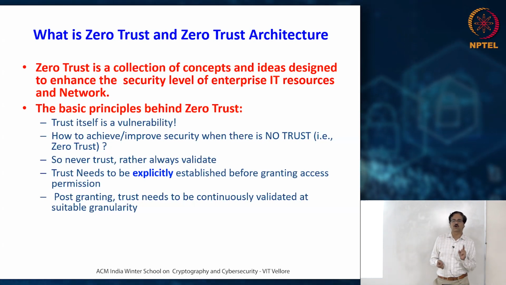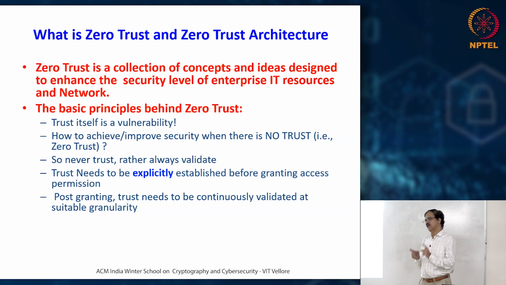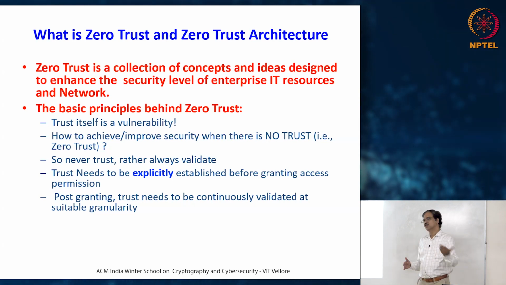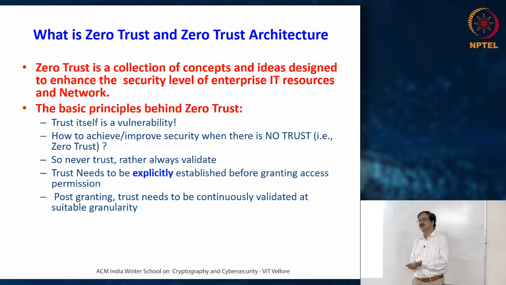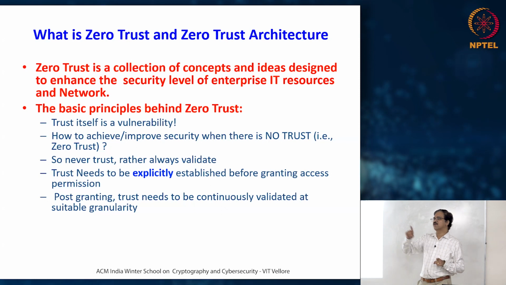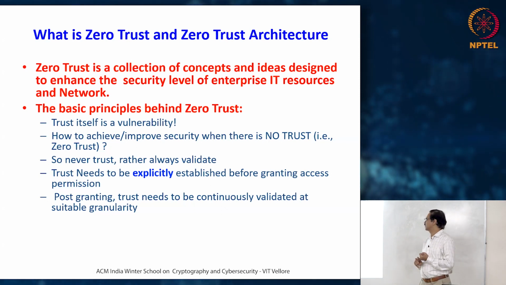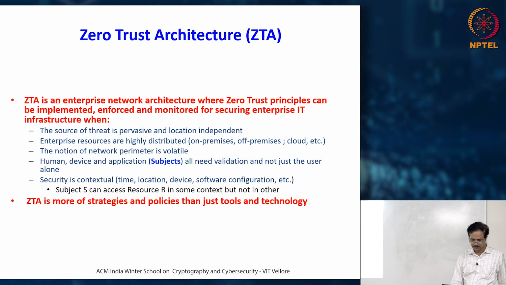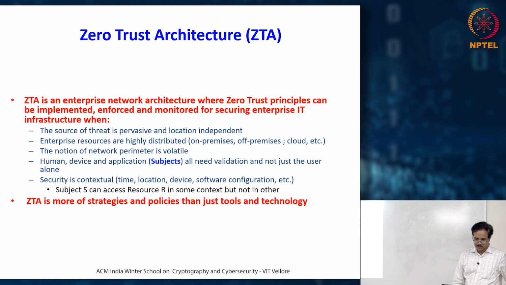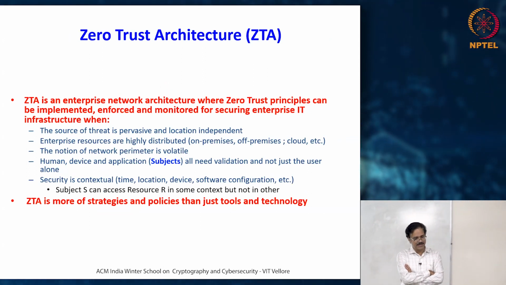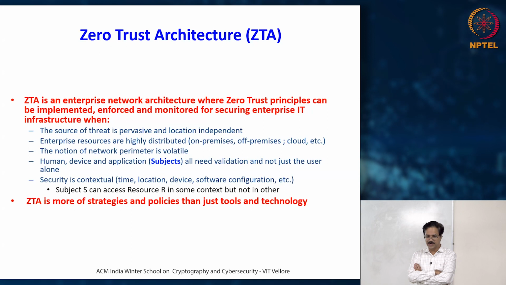Anything you get, any request, you need to have a framework which will validate. No assumption saying that, okay, I served you yesterday, so you are secure, I will serve you today. There is no assumption that I served you now from this location, which doesn't mean that I will serve you from another location. So you need to validate all these things. So it's an enterprise network architecture where zero trust principles can be implemented, enforced and monitored for a secure enterprise network.